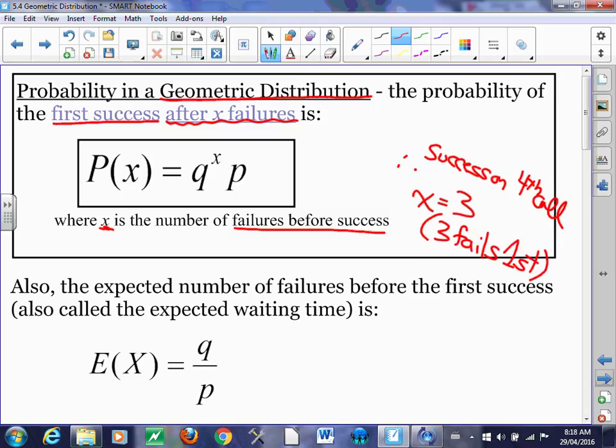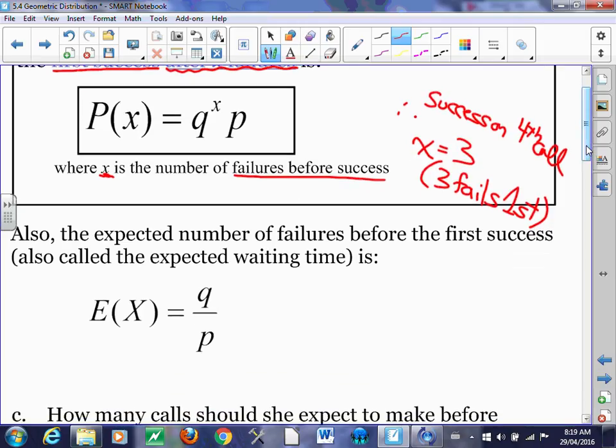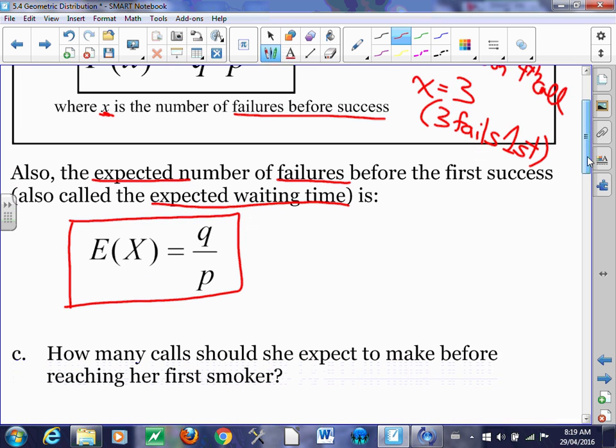As long as you can recognize that in the word problem, you'll be fine. And geometric distribution is easier to calculate for both the expected value and the probability. So for the expected value, it's the number of fails before the first success divided by the success. This is also called the expected waiting time. So whenever you see waiting time, you should relate that automatically to geometric distribution. This formula is very simple, and we're going to relate it to the problem here.